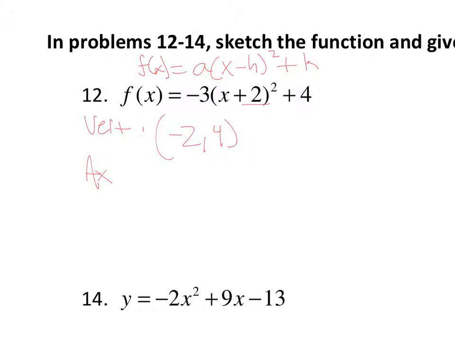The axis of symmetry. The axis of symmetry in vertex form is just the x-coordinate of the vertex. And so x equals negative 2. Okay, and so let's go ahead and sketch a picture of this.